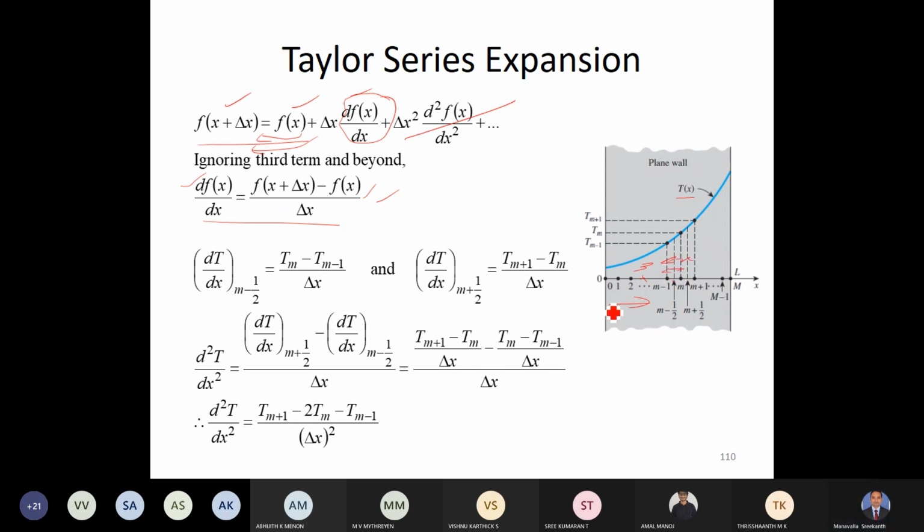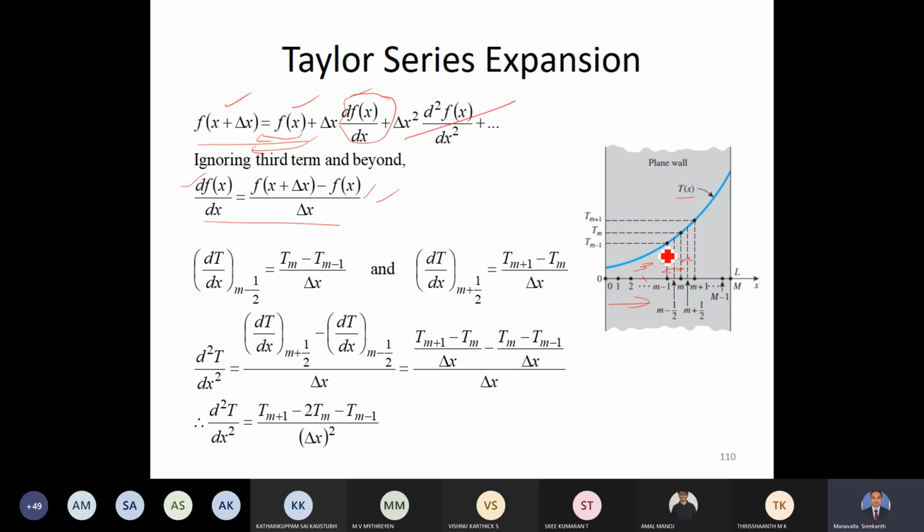Sir, how are the Tm and Tm minus 1 coming? I didn't understand. See, this is Tm. The temperature distribution is available along this length, along the x-axis. So we chose point m minus 1 and point m plus 1. Point m is here. At point m minus 1, the temperature is this one. At point m plus 1, the temperature is this one.